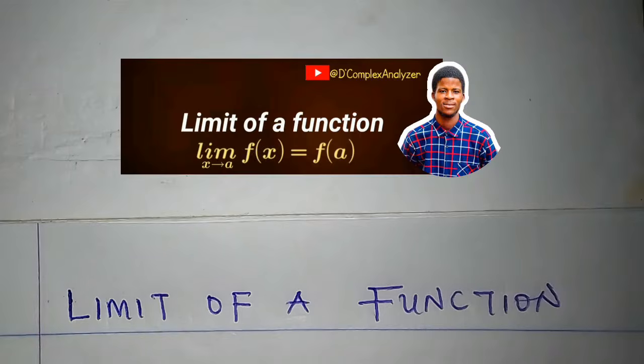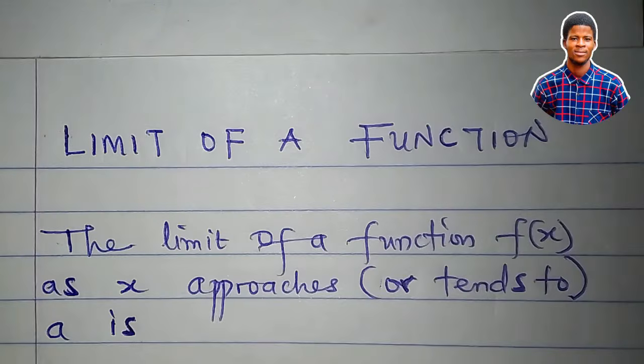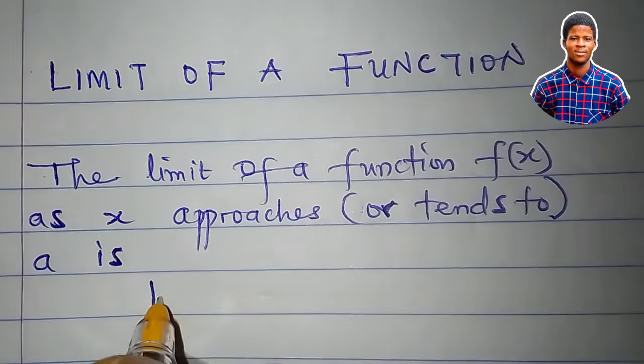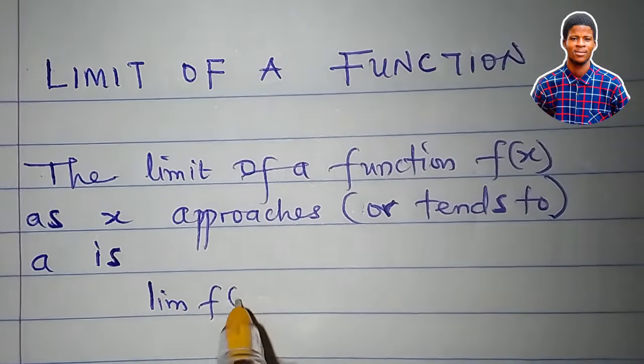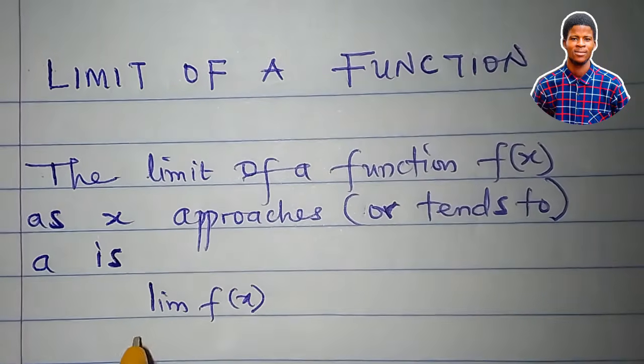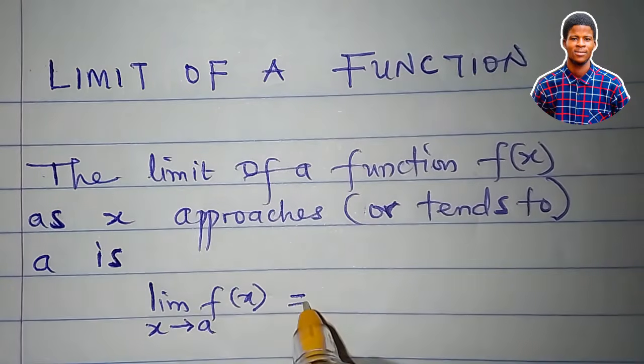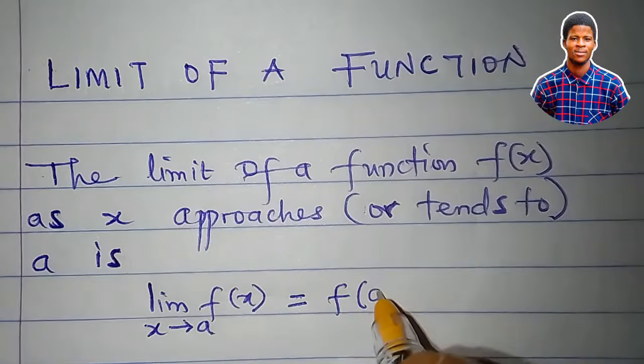Let's talk about the limit of a function. The limit of a function f of x as x approaches or tends to a value a is written as the limit of f of x as x approaches a. This is equal to f of a.